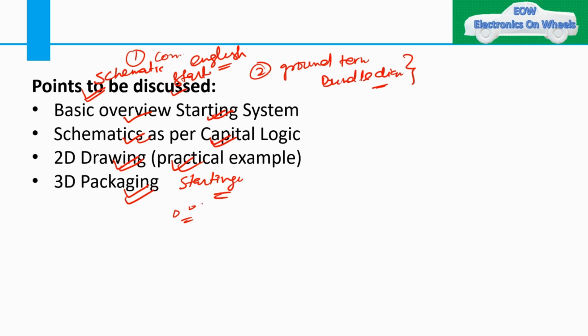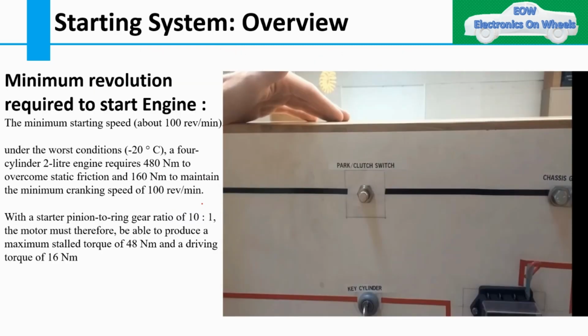So moving to the next slide, we will see the starting system overview. As its name suggests, this particular system helps the engine to start. For starting the engine, there is a minimum requirement: the engine should achieve 100 revolutions per minute, then only it can start. This is the general case I'm taking.